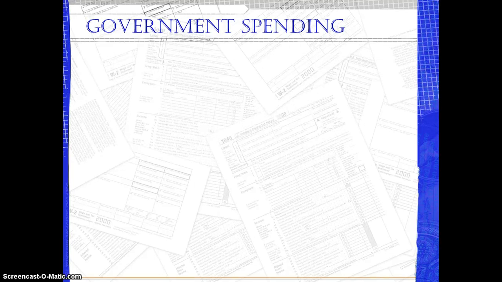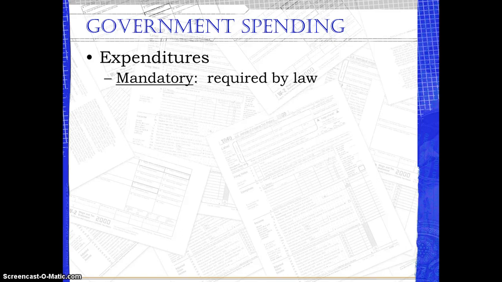Government spending. So what does government do with this money that they collect in taxes, whether it's from corporate profits, your personal income, or sales tax, or Social Security tax, etc.? They spend it. They use it for programs which can benefit you at certain points in your life. When government spends things, they're what we call expenditures.